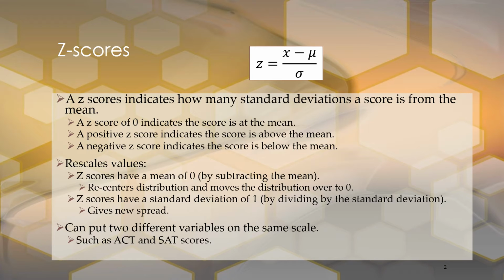By subtracting off the mean, we're recentering the data, making the center of the data at 0 now. And then by dividing by the standard deviation, we're making the z-scores have a standard deviation of 1. It gives a new spread. So now we can put these two different variables on the same scale. Now both the ACT scores and the SAT scores have a mean of 0 and a standard deviation of 1.